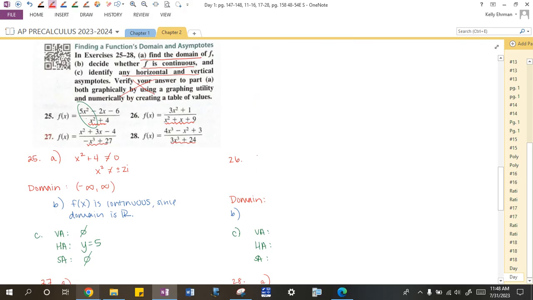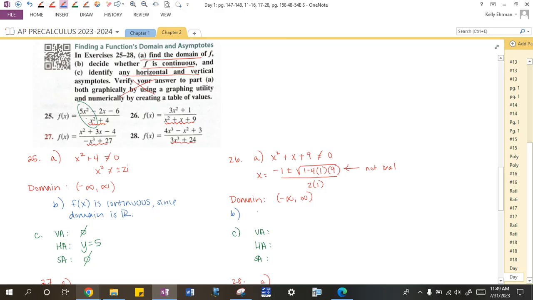For 26, we're trying to figure out for domain what makes x squared plus x plus 9, set that not equal to 0. This doesn't factor, so I'm going to start the quadratic formula. And it's not about simplifying the quadratic formula as much as possible. You can stop once you recognize that you're going to get 1 minus 36 underneath the radical, and that's not real. And when we're talking about domain restrictions, we only care about real number restrictions. So x squared plus x plus 9 must always be positive for all x values. That means that the domain, again, is negative infinity to infinity.